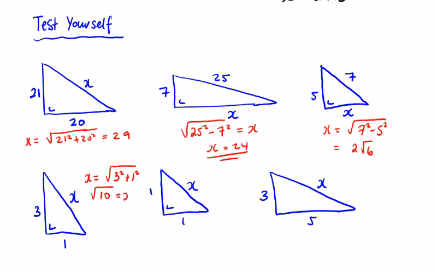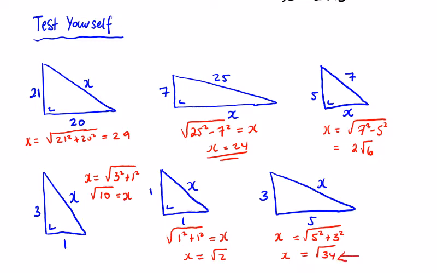So root 10 is equal to x. This one here is really common. 1 squared plus 1 squared is x, so x is equal to root 2. And in this case, x is equal to the square root of 5 squared, 25, plus 3 squared, 9. Your calculator will give you root 34. It doesn't simplify. As you can see, none of the squared numbers divide into 34.